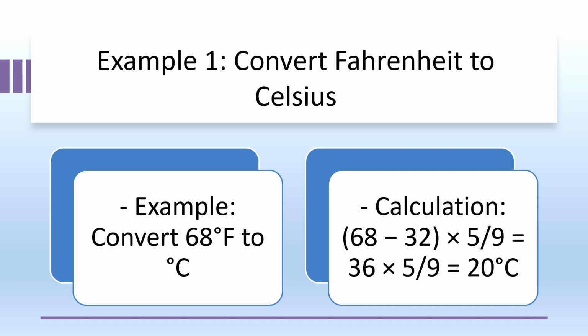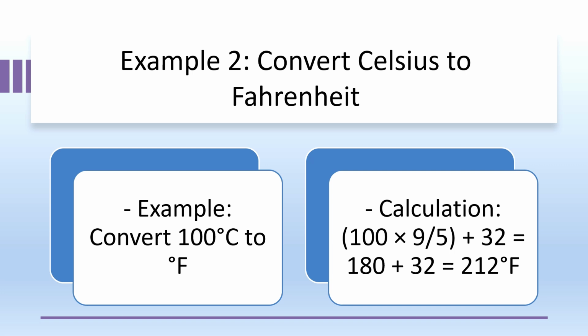Let's try one example. To convert 68 degrees Fahrenheit to Celsius, subtract 32 from 68 to get 36. Then multiply by 5/9. The result is 20 degrees Celsius, a comfortable room temperature.